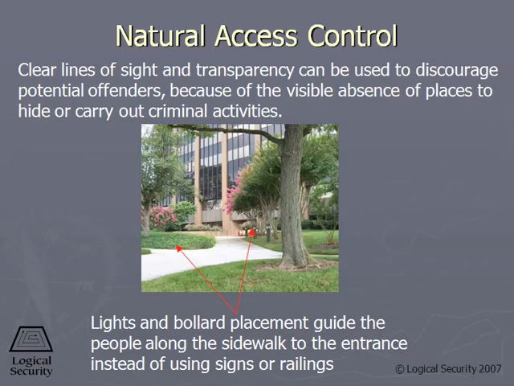Good visibility, good lines of sight, and again, this requires good illumination and even boundaries. We see this, the term lights and bollards down below. Bollards are boundaries that are placed along walkways to identify public areas and private areas.